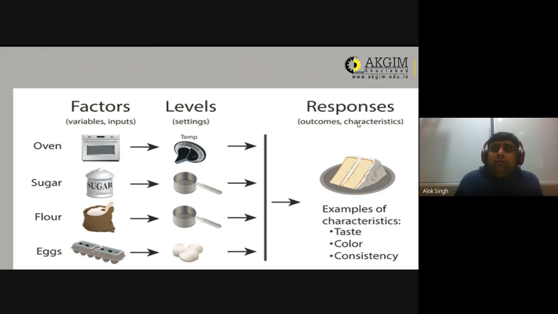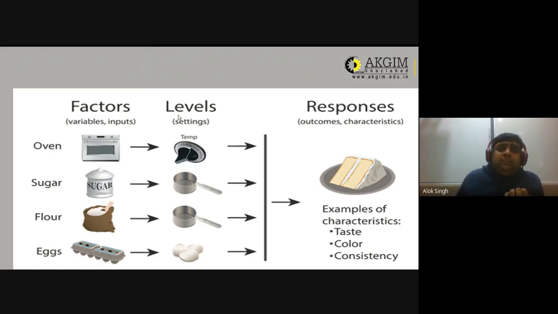Okay, and what would be the characteristics that you will define? For this you will identify the factors. Factors means variables, means the independent variables on which the cake is dependent. Okay, so you should have a good oven to heat or preheat, and you should have sugar, you should have flour, you should have eggs. So these all are the independent variables or factors, or inputs, that you need.